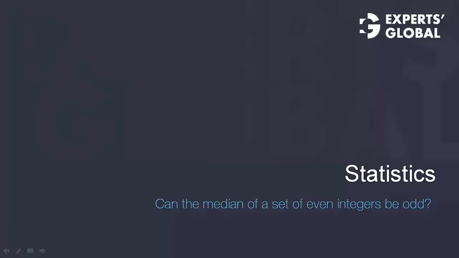The topic is statistics. Look at this question. Is your answer yes? If so, that's the correct answer. For a set such as 2, 4, 6, 8, median would be the average of the two middle terms. See 5 in this case, which is odd.